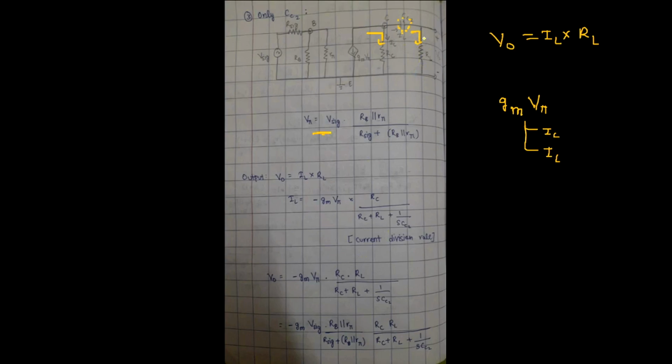In the current division rule, if current is splitting in parallel between two devices and we are trying to find the current across this one, we take the resistance of the other branch in the numerator and the sum in the denominator. So here we are trying to find the value of current flowing through CC2 and RL. So we take RC divided by RC plus RL plus 1 by SCC2.